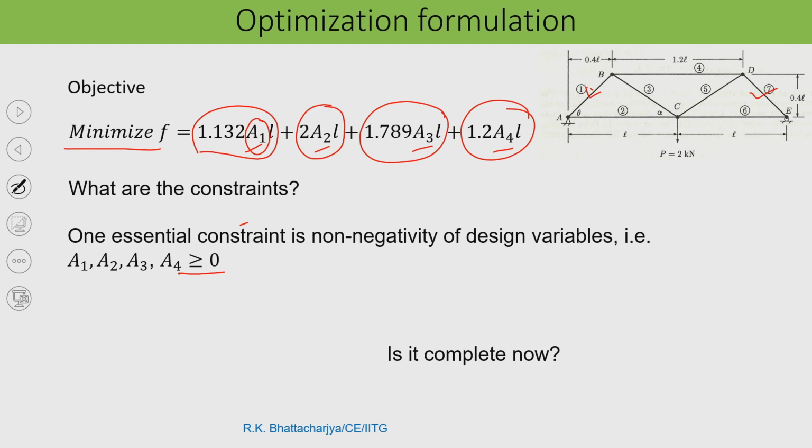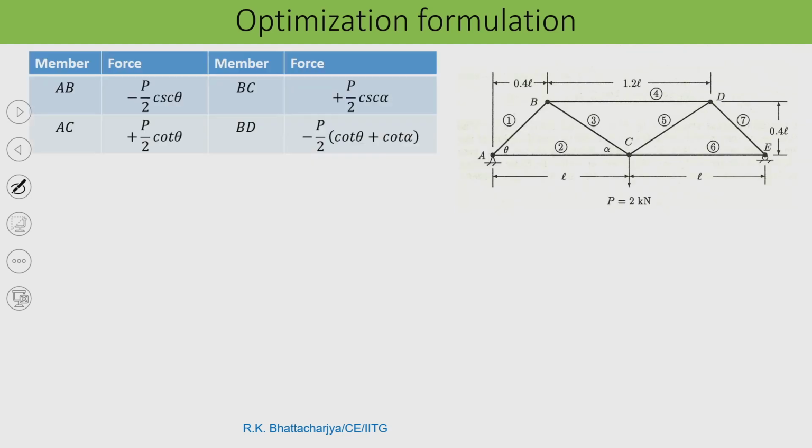So, what do you have to put? You have to put the constraints. Okay, so what are the constraints here? The constraints are that the cross section of the members should be sufficient enough to take the compressive force as well as the tensile force. So, I can do the analysis here.